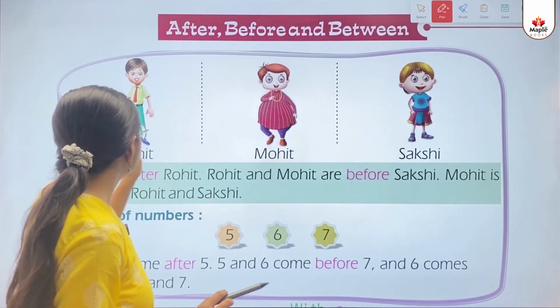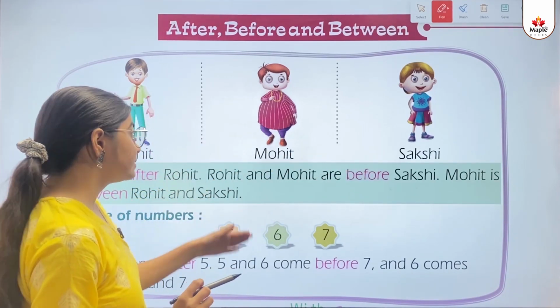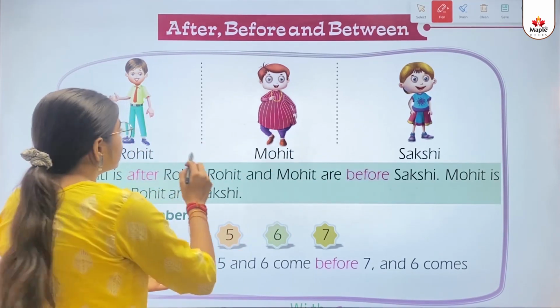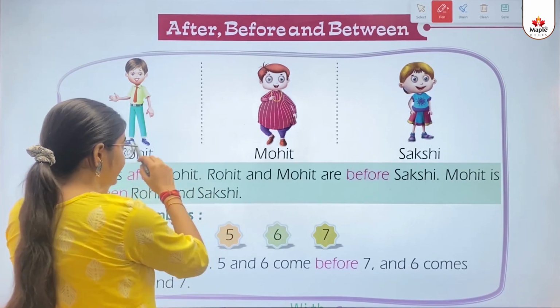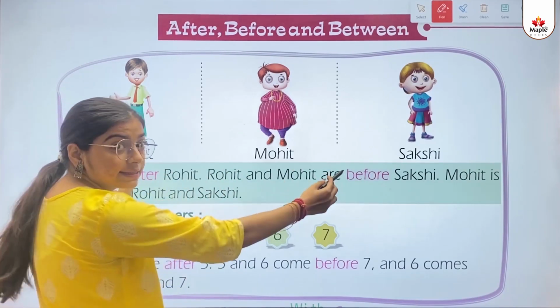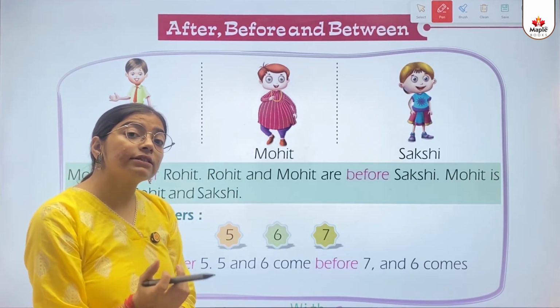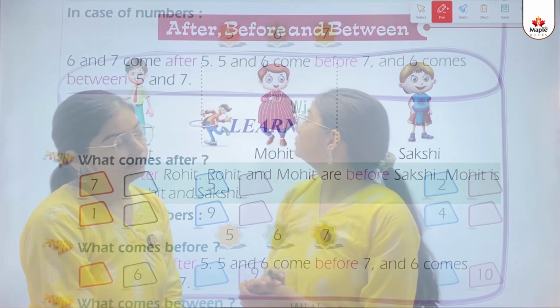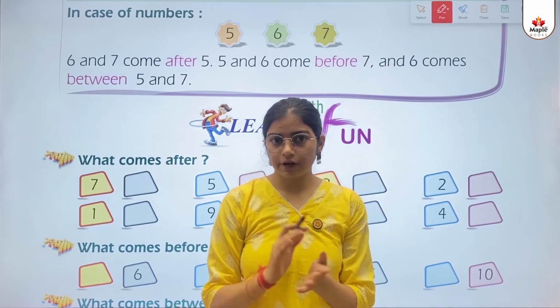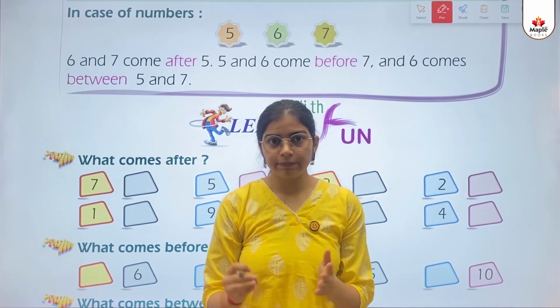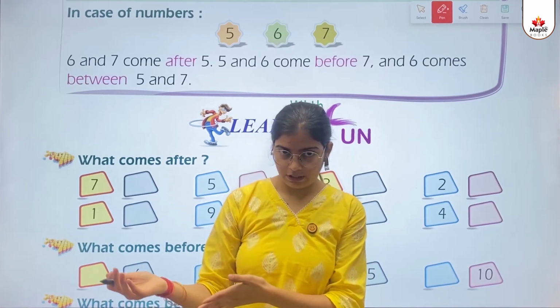Mohit is between Rohit and Sakshi. So, as you can see, in the middle of Rohit and Sakshi, there is Mohit. So, what do we call this word? This is called between. In case of numbers, look at the concept after, before and between.